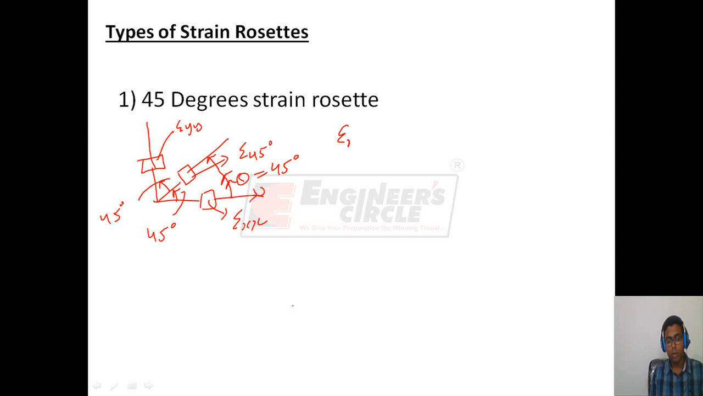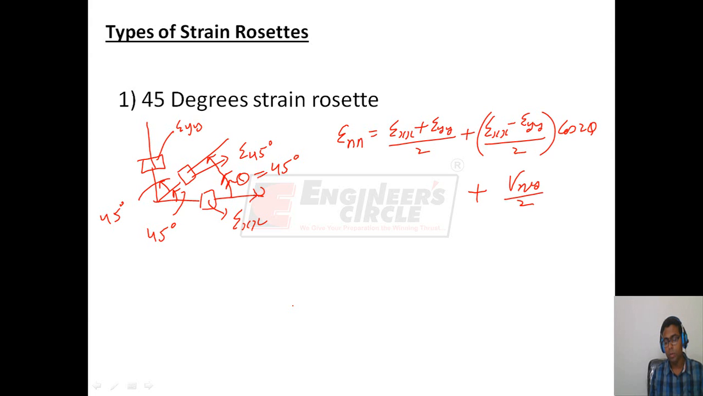We have learned that epsilon nn is equal to (epsilon xx plus epsilon yy)/2 plus (epsilon xx minus epsilon yy)/2 into cos 2 theta plus gamma xy/2 into sin 2 theta. So from strain gauge A we can get epsilon xx, from strain gauge B we can get epsilon yy, and from strain gauge C, that is this strain gauge, we can get epsilon 45.